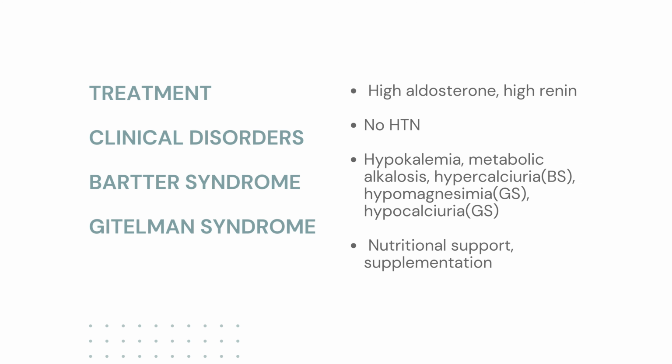For Bartter and Gitelman syndrome, as we have already discussed, these disorders mimic loop and thiazide diuretics respectively. So there is always a volume depleted state. The patients are not hypertensive. They have high aldosterone and high renin level. They have hypokalemia, metabolic alkalosis, hypercalciuria in Bartter syndrome, and hypomagnesemia in Gitelman syndrome with hypocalciuria. We have to give them nutritional support and supplementation for a long term, and these conditions are autosomal recessive.